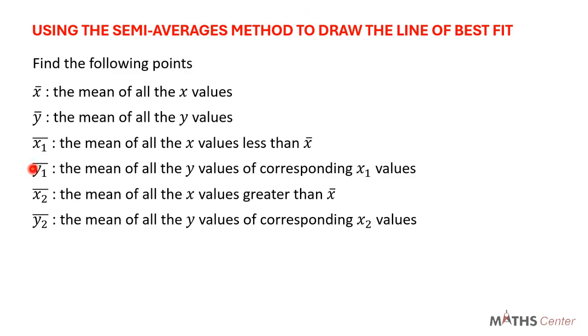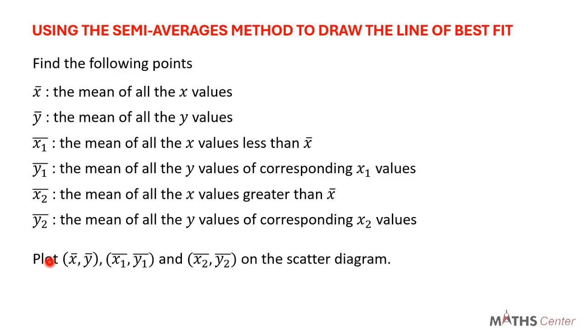Don't worry if you don't understand how to find the x1, y1, x2, and y2. I'll use an example to explain how to find them to you. After finding all these values, on the scatter diagram, you plot x mean, y mean.